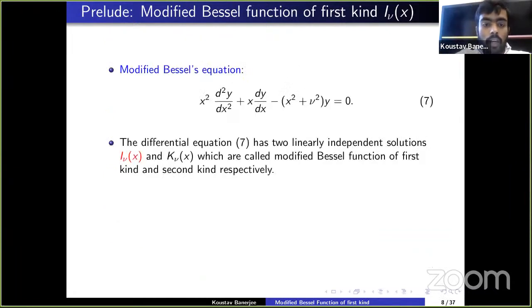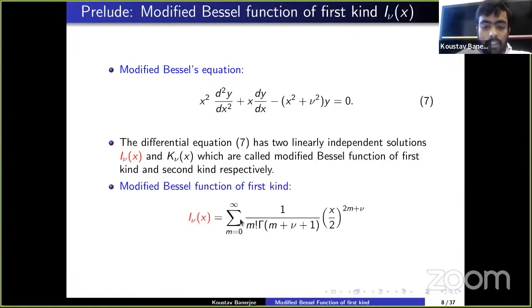But for the modified Bessel functions, the solutions of this differential equation have two linearly independent solutions, namely I nu of x and K nu of x. I will talk only about I nu of x today, which is called the modified Bessel function of the first kind, and K nu of x is called the second kind. For I nu of x, the definition is the sum over m from 0 to infinity of 1 over m factorial times gamma of (m plus nu plus 1), times (x divided by 2) to the power 2m plus nu.